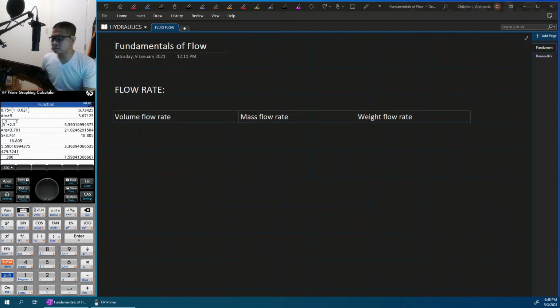So simulan na natin dito sa fundamentals of flow. Okay. So let's talk about flow rate.